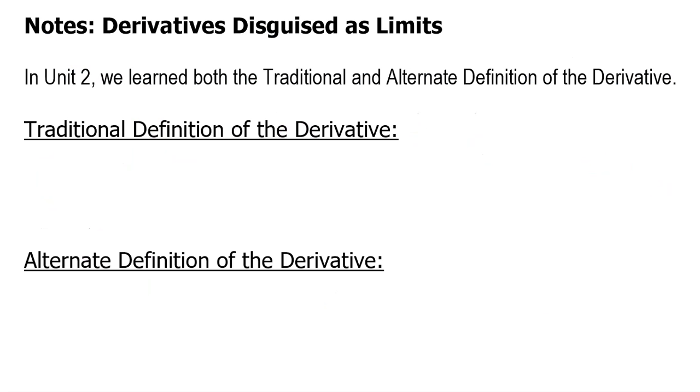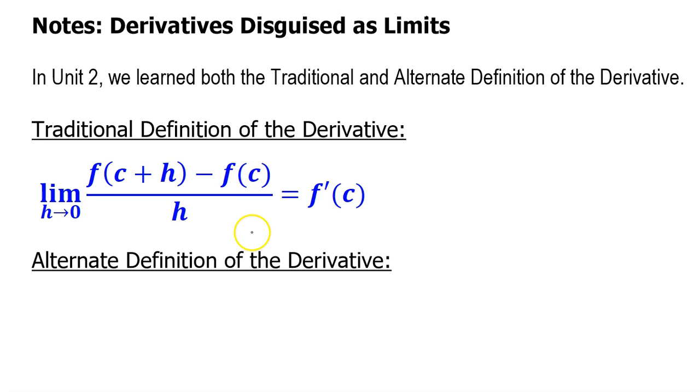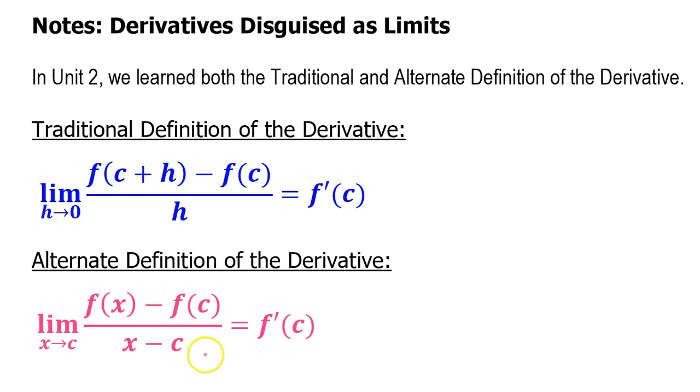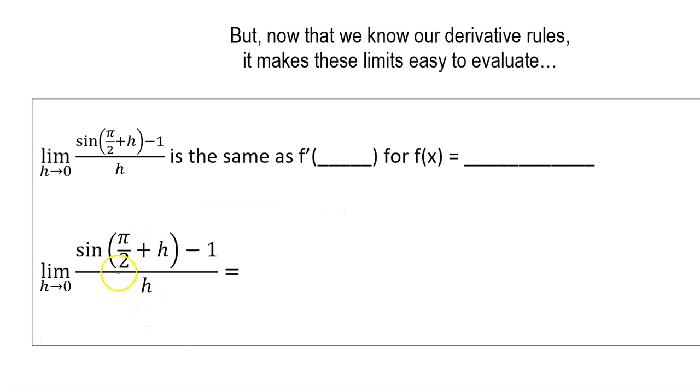Back in Unit 2, we learned both the traditional and the alternate limit definition of the derivative. This is the traditional limit definition of a derivative, and this is the alternate limit definition. If you see a limit in either one of these formats, you can evaluate the limit by evaluating the equivalent derivative. For example, this limit matches the format of the traditional definition of a derivative.